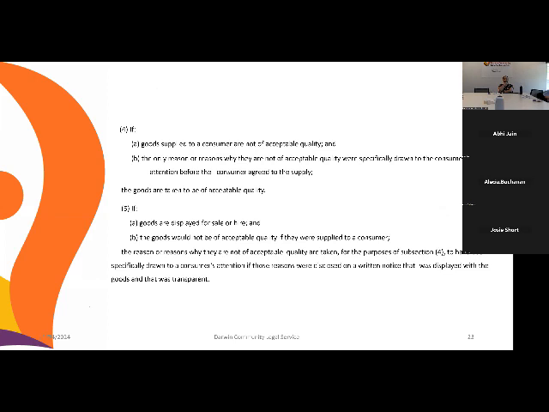Now, if goods supplied to a consumer are not of acceptable quality, and the only reason or reasons why they are not of acceptable quality was specifically drawn to the consumer's attention before the consumer agreed to the supply, the goods are taken to be of acceptable quality. Now, who is likely going to raise that subsection, and what would they likely raise it in relation to? So that nil known defects checkbox.